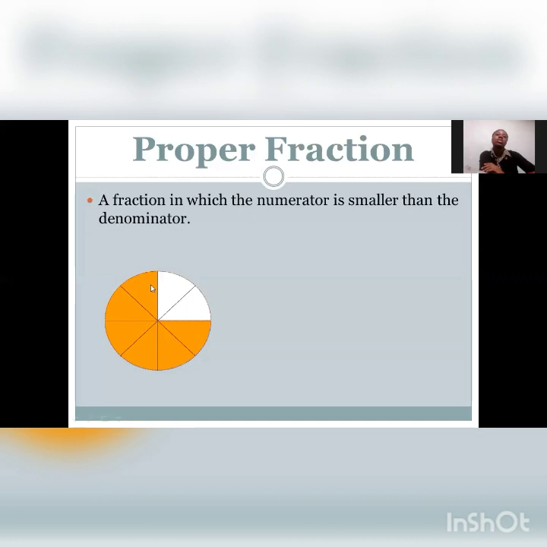So I want you to pause the video right here and try to write the proper fraction for this circle on your own. Now the proper fraction for this circle would be 6 over 8 because there are 6 shaded parts which goes in the numerator, and there are 8 equal parts which goes in the denominator. Now we're going to look at a few more examples. So once I put the picture on the screen, feel free to pause the video and try to guess the answer before I put it on the screen.